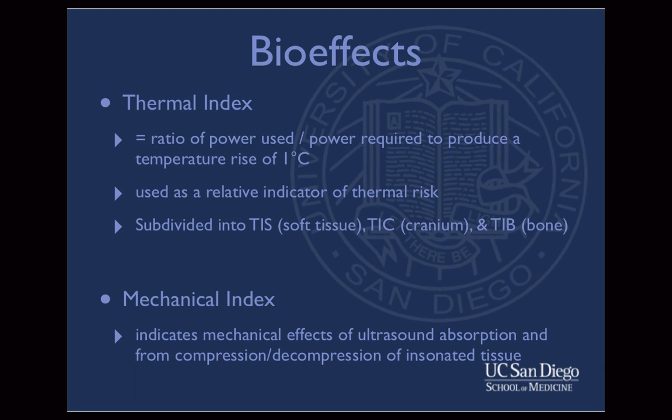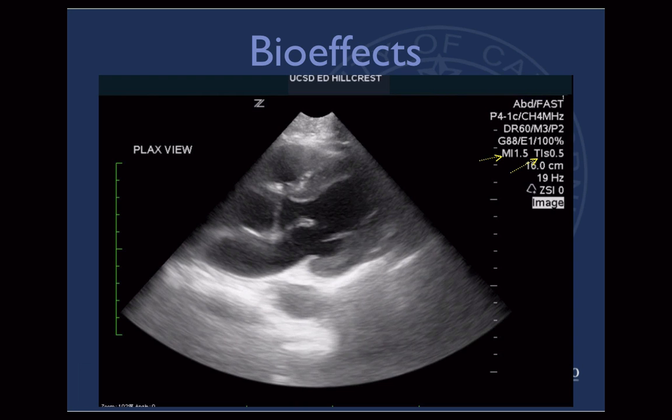The thermal index is used as an indicator to determine the risks of tissue temperature rise. The mechanical index is used as an indicator of risk to soft tissue when ultrasound waves are absorbed and the effects of tissue compression and decompression. Both indices are typically visible on the screen during imaging.